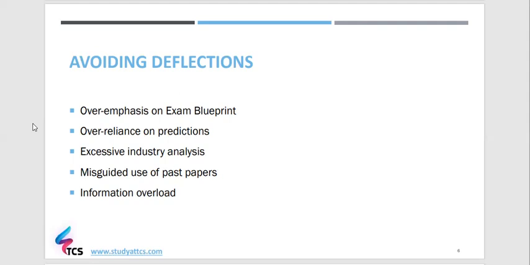So since the examiner is trying to replicate a real life corporate environment, there's absolutely no point in thinking about predictions. So don't go behind predictions. Don't rely too much on predictions, because as per the examiner, any area can be tested pertinent to E2, F2, or P2 related areas. Okay, so don't rely too much on predictions.